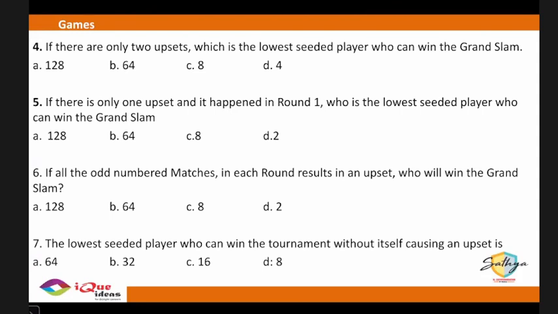Okay, last one. I mean the next one. The lowest seeded player who can win the tournament without itself causing an upset. That means the finals should not be an upset. Then what is the lowest seeded player who can win the tournament? So any match apart from the finals can be an upset, मतलब ऐसा? Any match apart from the finals can be an upset.